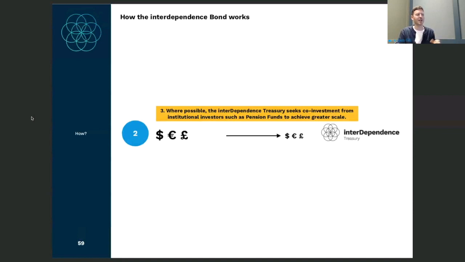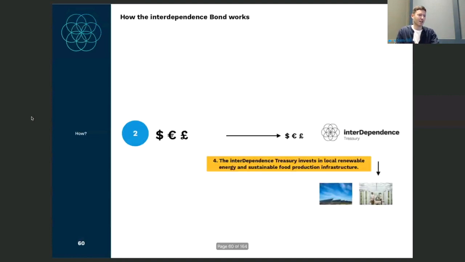So a key component here is to use that money that is crowd-funded from individual donations, and then to have it match-funded, hopefully to a much larger scale, by institutional investors. And then to use that combined money to essentially invest in that local infrastructure.